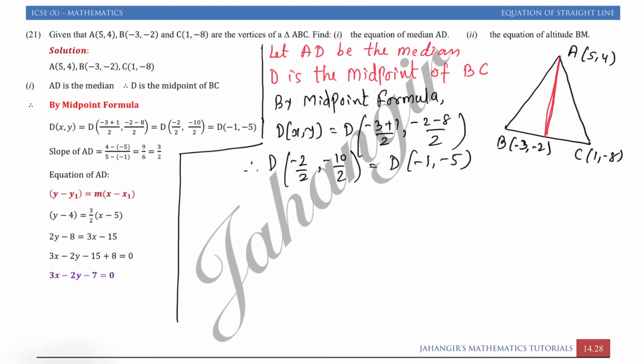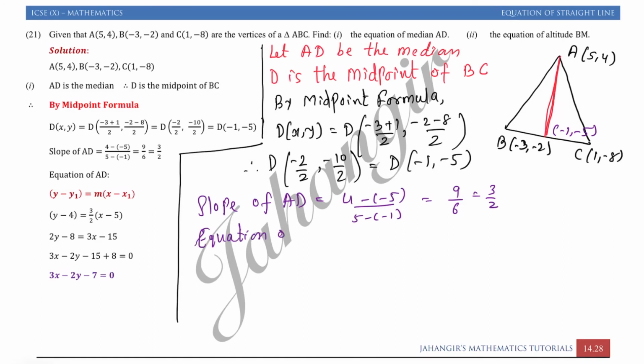Now we will find the slope of AD. That is quite easy. We got the D coordinate, (-1, -5). Slope of AD is (4 - (-5))/(5 - (-1)) = 9/6 = 3/2. Now the equation of AD.